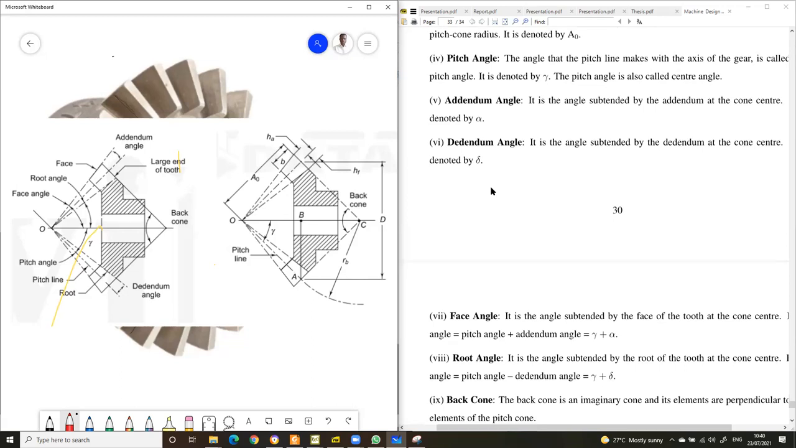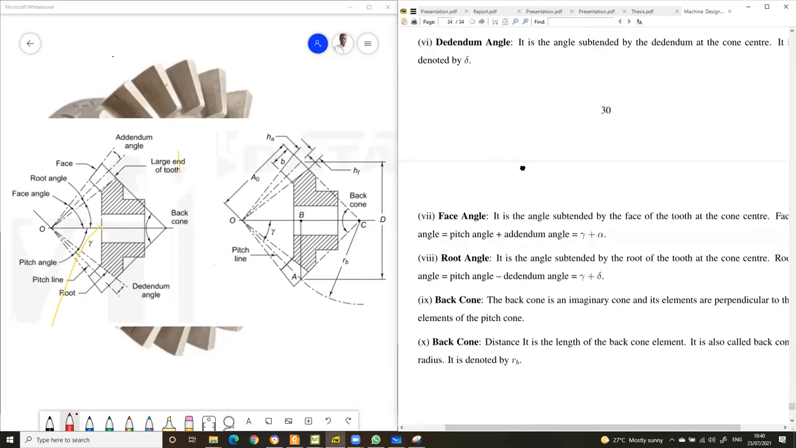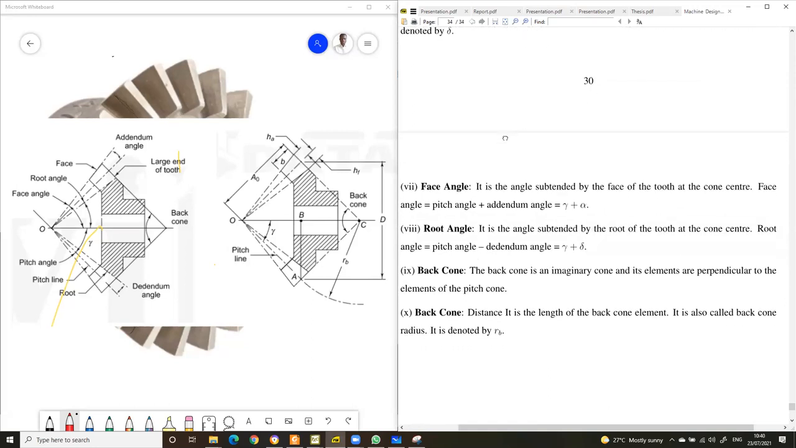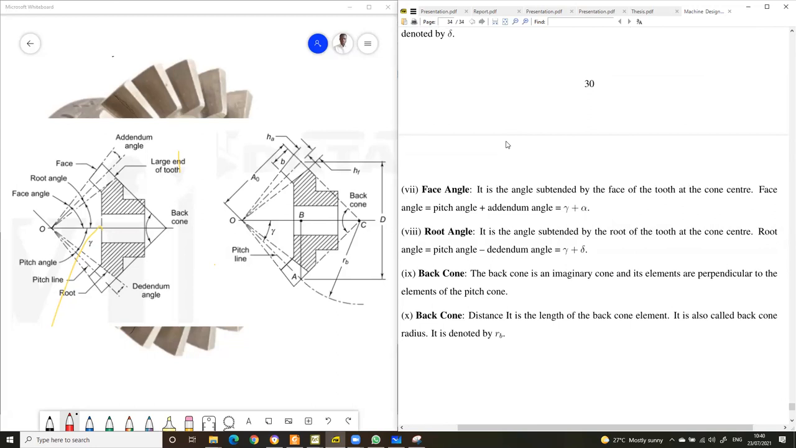Then we also have the face angle, which is the angle subtended by the face of the tooth at the cone center. And that is the angle from the horizontal to the face of the gear. So this angle from this point up to that point is the face angle, and this is the face of the bevel gear. And we can determine that to be equal to the pitch angle plus the addendum angle.